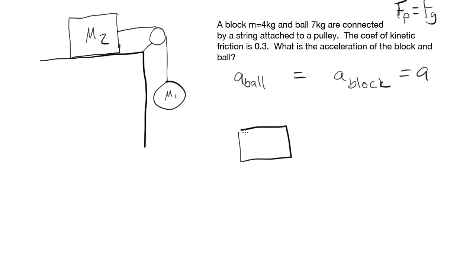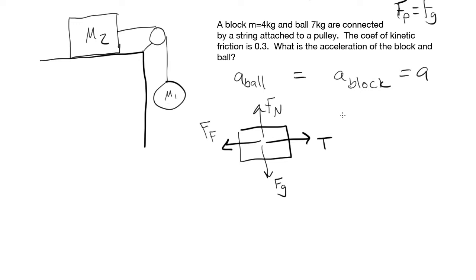So let's do the block first. All right, let's cruise through this. I've got tension pulling to the right. I've got friction pulling back to the left. I've got gravity pulling down. I've got a normal force pulling up. I've got all sorts of stuff. All right, that's the picture, 4 forces.